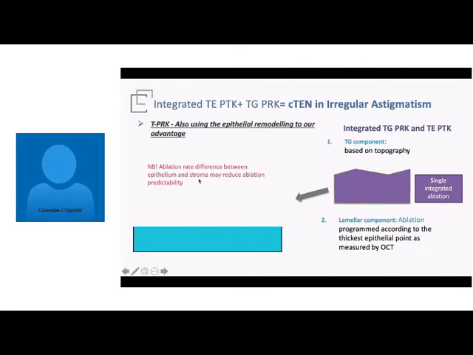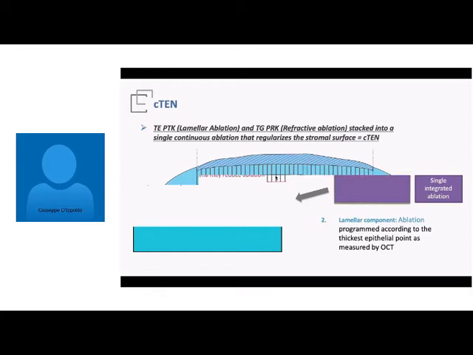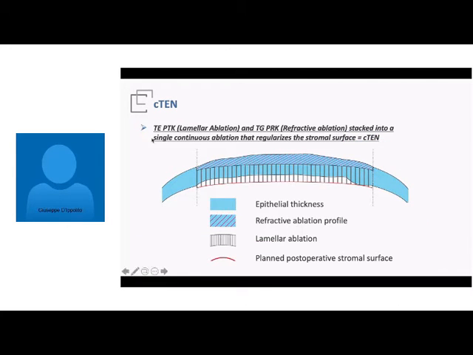regularization. Again, ablation rate difference between the epithelium and stroma may reduce ablation predictability, and that is something that we look forward to be addressed in the SIPTA2 system, which will take care of this issue. So once more, CTAN, transepithelial PTK, and topography guided PRK, this is the upper part, although we reverse when we apply it, we all know.